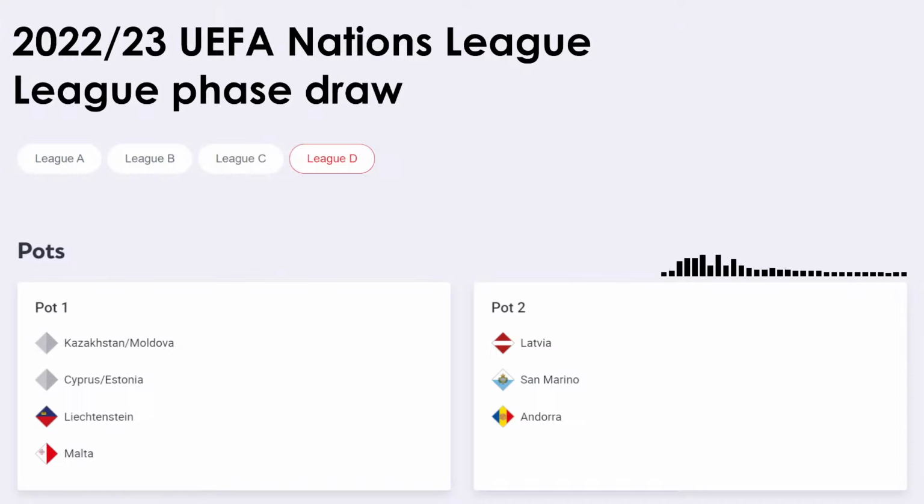Okay, then we can see that League A, League B and League C all have 4 ports, but in League D there are only 2 ports, and in port 2 there are only 3 teams. So they will start with League D. The draw is done league after league, starting from League D, then League C, then League B and then League A. So Portugal fans have to wait.